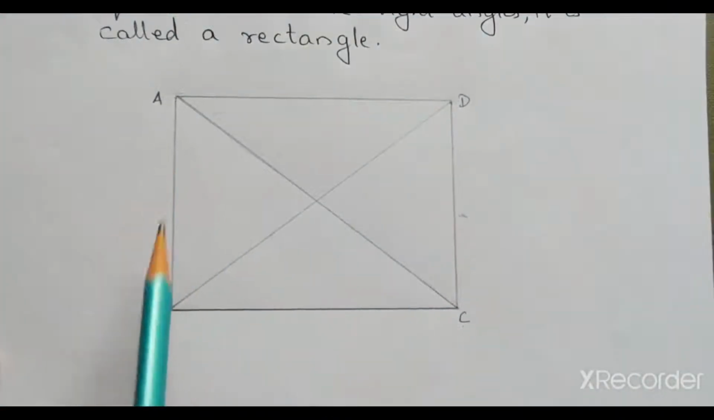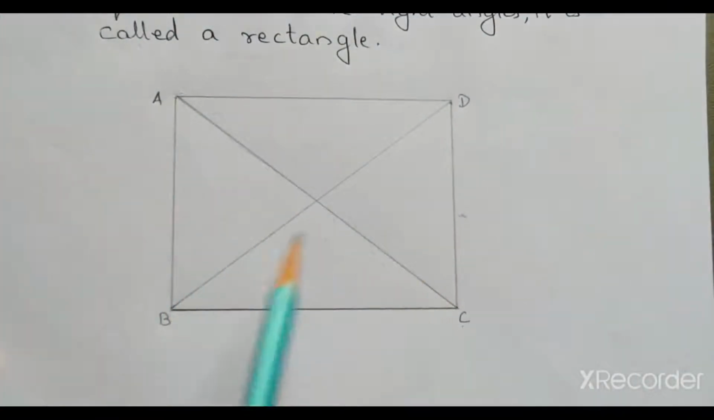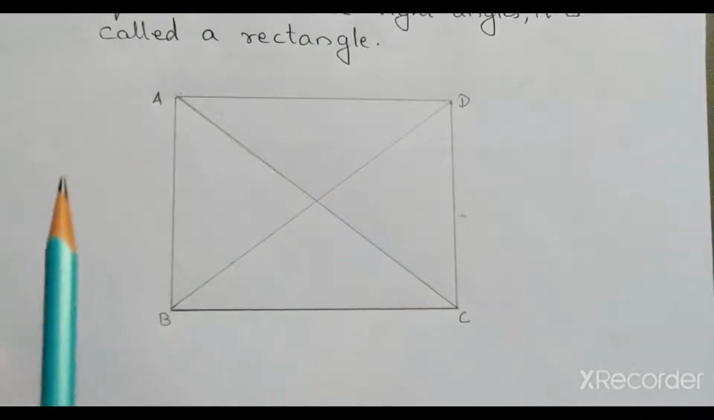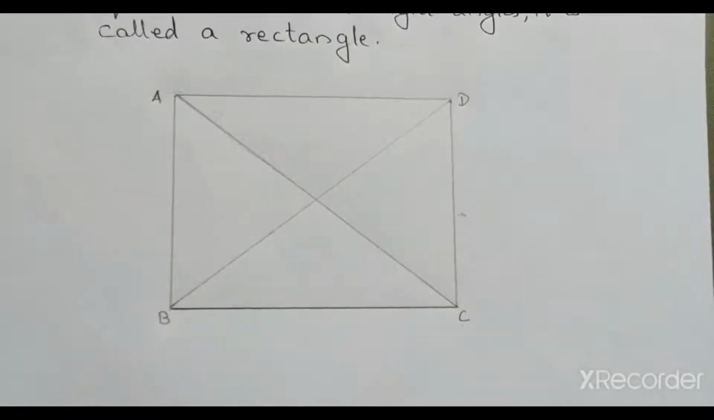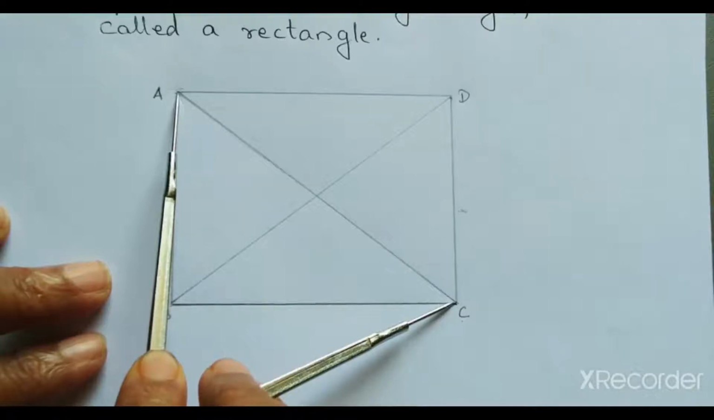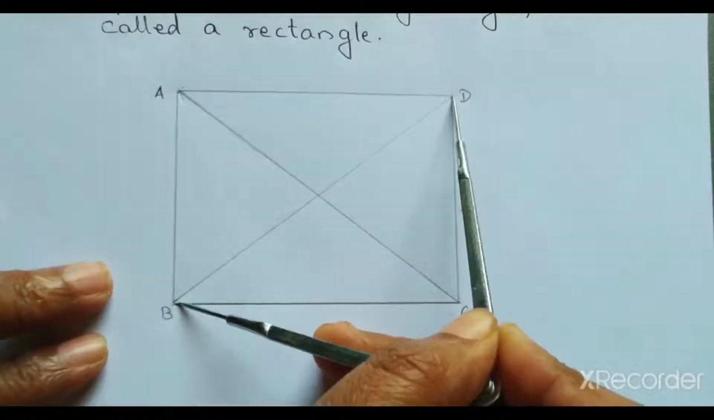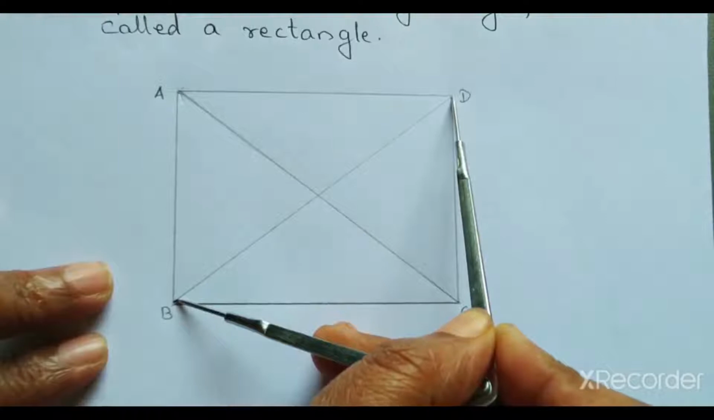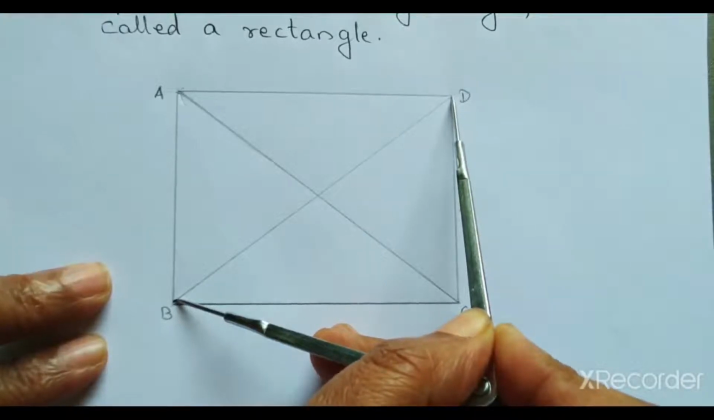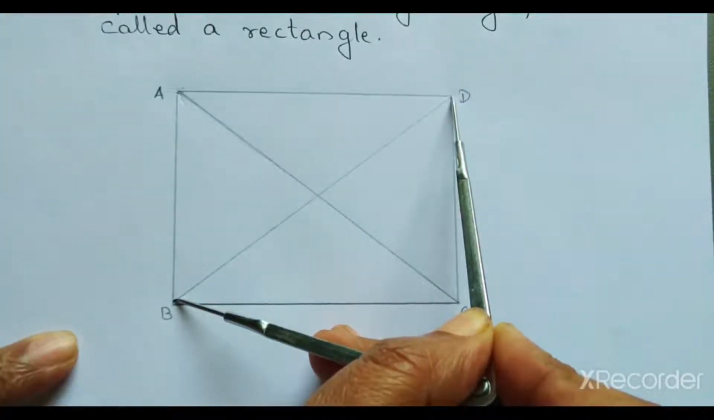Now the diagonals of this quadrilateral are AC and BD. Now let's check the length of these two diagonals. We can see that the length of the diagonal AC and that of BD are same. That means the diagonals of a rectangle are congruent.